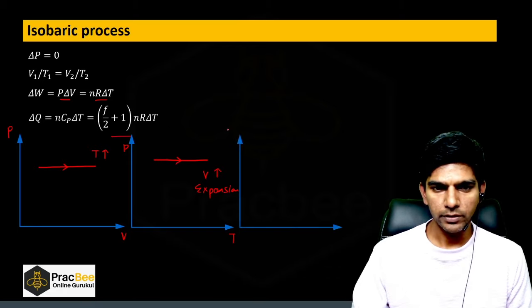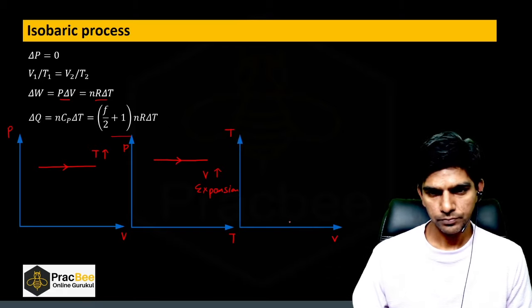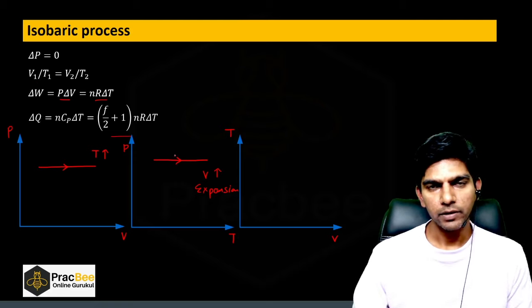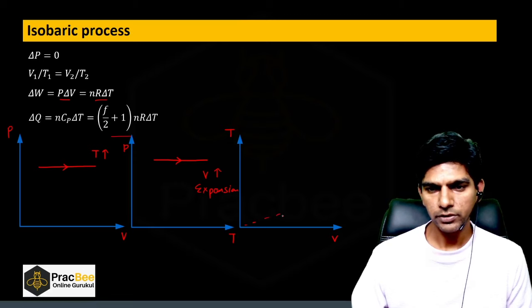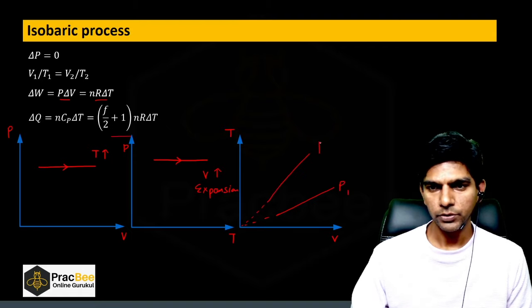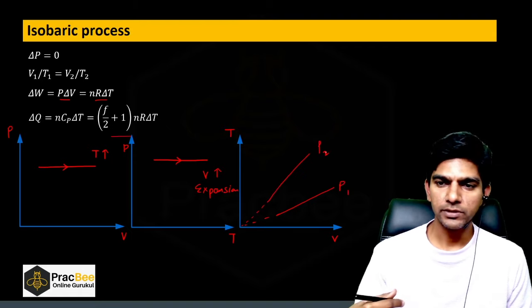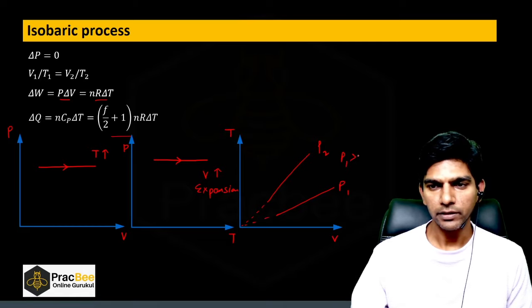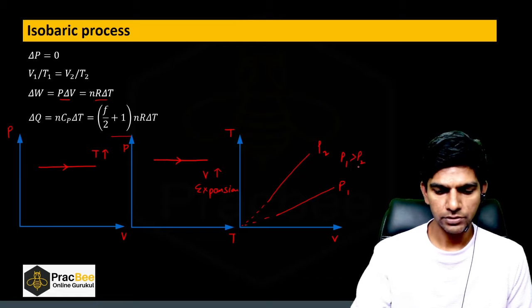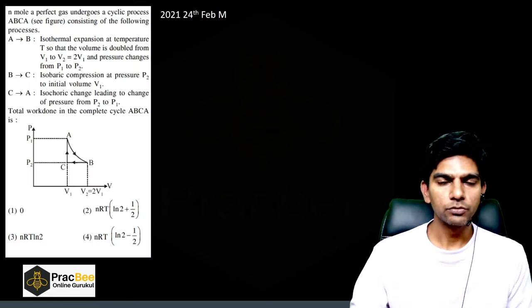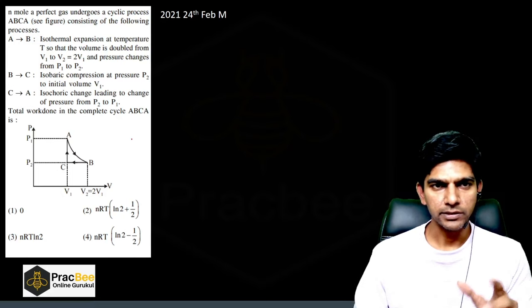Now, if we plot temperature versus volume, in this case, temperature and volume are directly proportional to each other. So it will be a graph which is a straight line passing through the origin. So if this is P1 and this is P2, and in both these isobaric processes the amount of gas is the same, we can say P1 will be greater than P2. We have just seen this in the last illustration. So do remember whatever I have covered in isobaric process. Now let us see some typical questions which were asked in recent years.